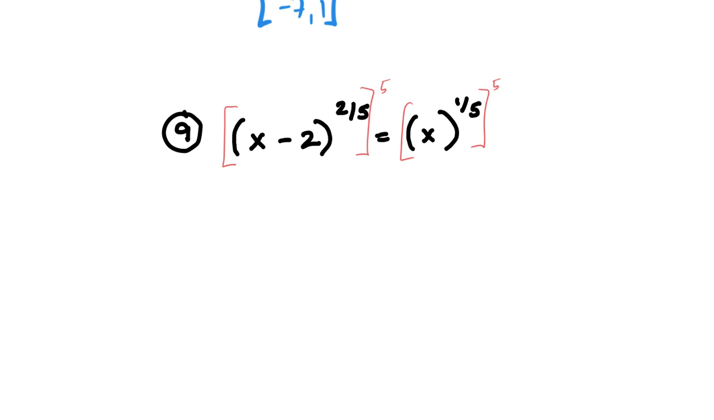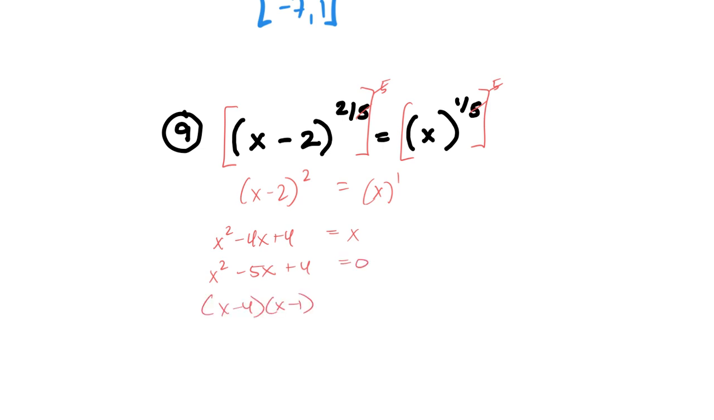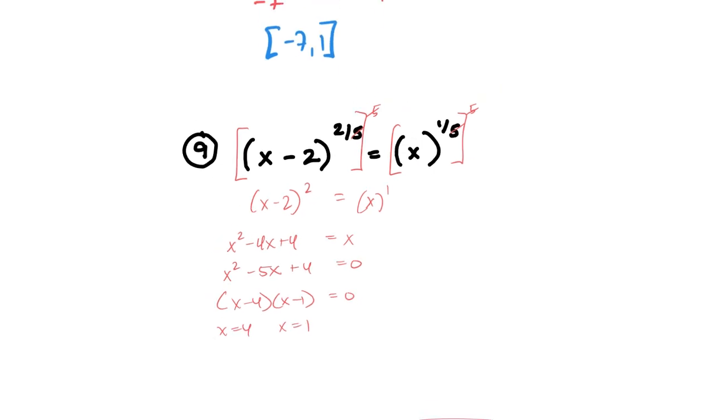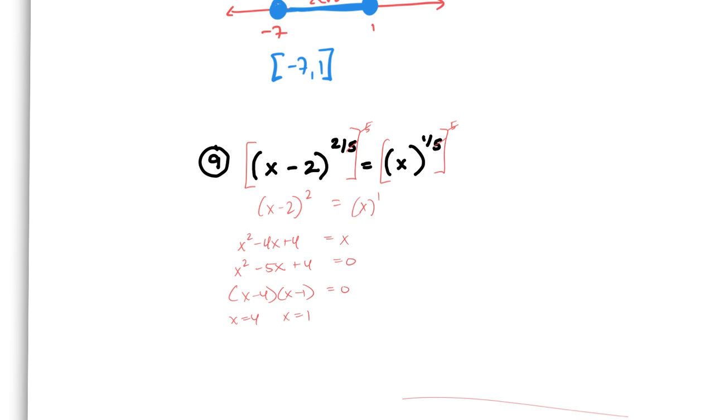So I'm going to do 2/5 times 5, and that's going to leave me with x minus 2 squared. And on the other side, I'm going to do 1/5 times 5, and that's going to leave me with x to the 1. Okay, so x minus 2 squared is x squared minus 4x plus 4 equals x. And I'm going to subtract x from both sides. So x squared minus 5x plus 4 equals 0. Now I'm going to factor. And I get that x is 4 and x is 1. So those are my solutions to this problem.